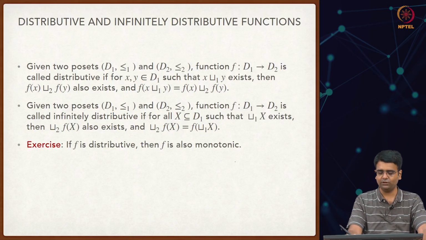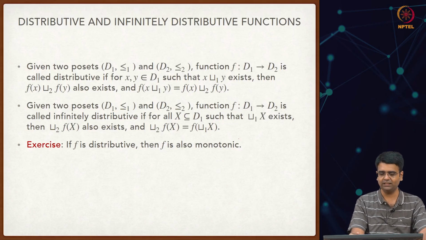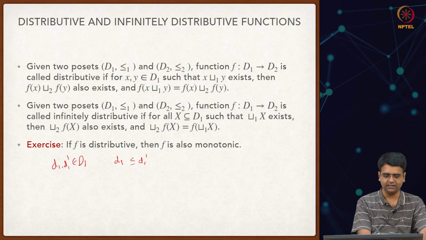So as an exercise, you can try to show that if f is distributive, then f is also monotonic. So distributivity implies monotonicity. How do we show this? Let's assume that f is distributive and we want to show that f is monotonic. To show that f is monotonic, we have to take two elements d1 and d1 prime such that they are in the lattice d1 and d1 is less than or equal to d1 prime, in the lattice d1.